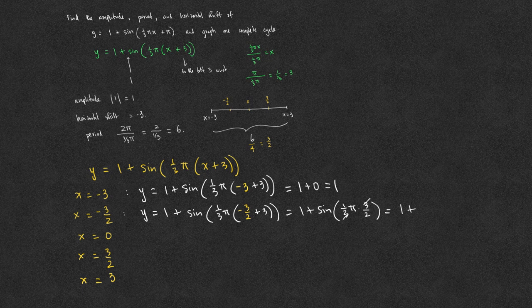We end up with 1 plus sine of pi over 2. But sine of pi over 2 is 1. And so 1 plus 1 is 2.